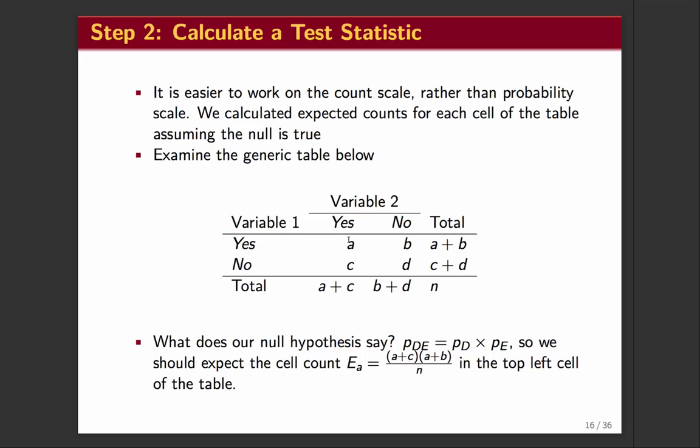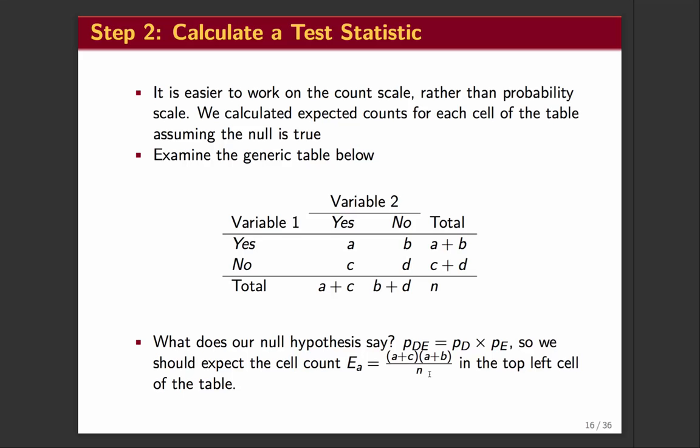So this is more or less the formula to actually compute the expected count. Notice what it is: A plus C, which is the number of those with the disease. We're taking the number of those diseased, multiplied by the number of those exposed, and dividing by n, which is the total number in the sample. Is everybody all right with where that's coming from?